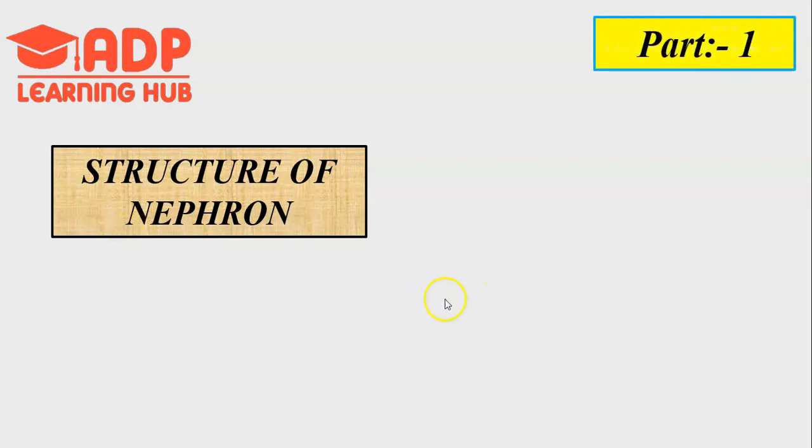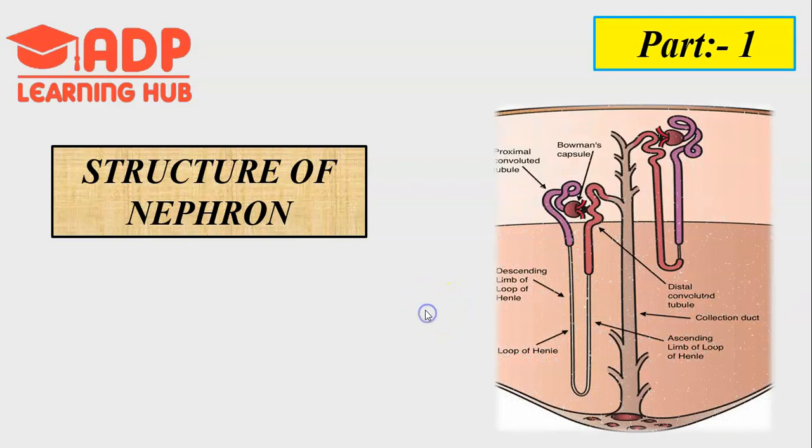So let's start. Our first topic of discussion is structure of nephron, and it is part 1 for the structure of the nephron, as we are going to discuss the structure of the nephron one by one. So this is the structure of the nephron which we are going to discuss, or which we are going to deal with in our video lecture.